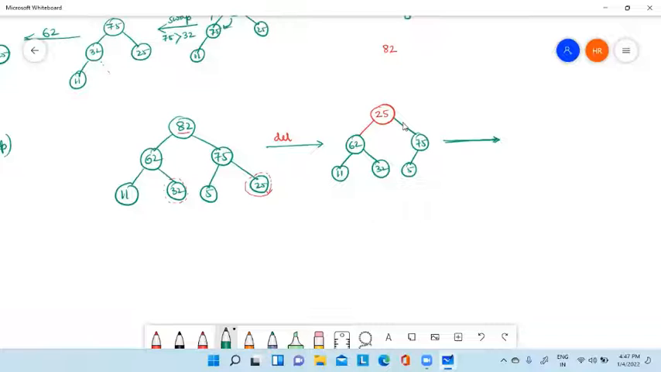So how to adjust? This node, you have to put it in its proper position, because it is now in a bad position. So what we will do: this is the father, the root node. Among its children, the left child and right child, I will go for the child which is the maximum one.